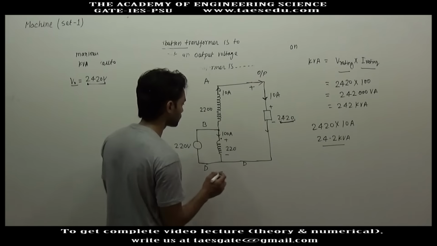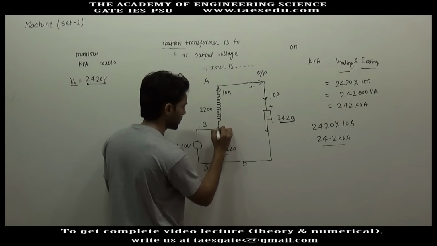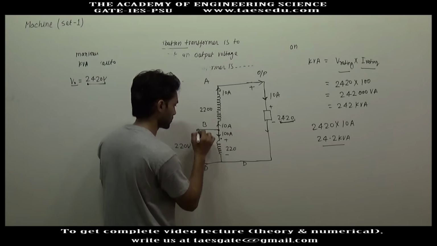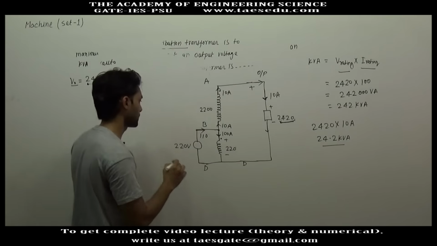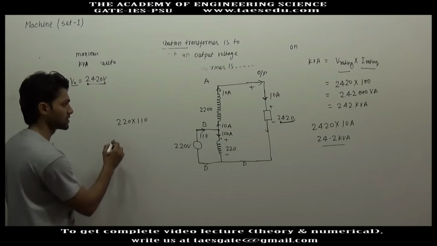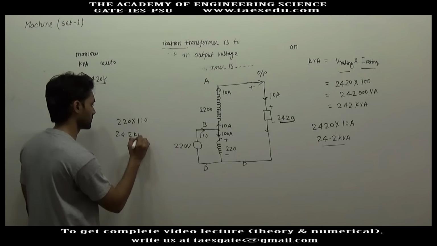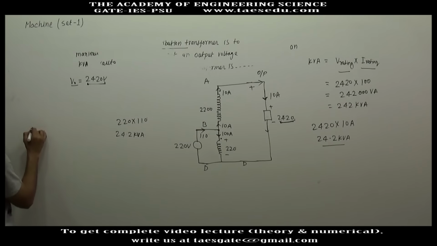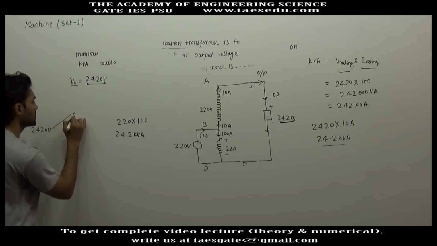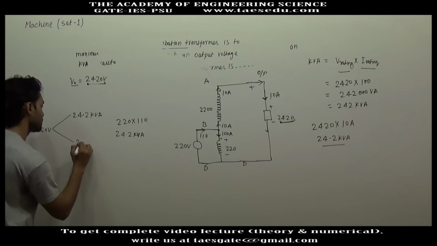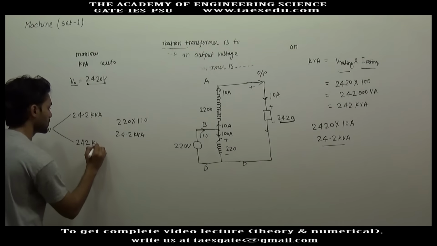Let us find out that. Here the current is 10 ampere and this current is 100 ampere, and this current is 10 ampere, so the total current will be 110. So the input kVA will be 220 into 110. Okay, this will be 24.2 kVA. So for the same output voltage 2420 volt, one possible kVA is 24.2 kVA and the other possible kVA is 242 kVA.